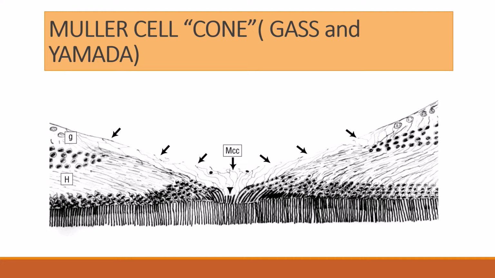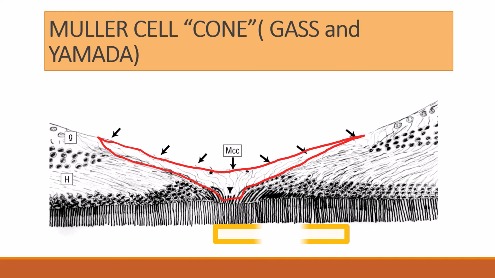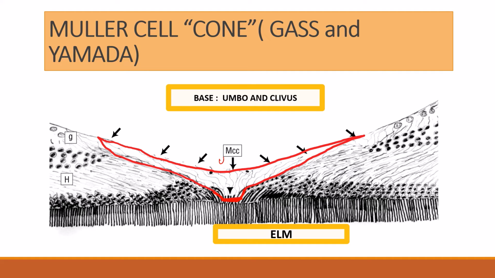Now, Gass also suggested something about the Muller cell cone. And what is this Muller cell cone? The Muller cell cone has been drawn here with these red colored boundaries. It's actually an inverted cone. So you can see this is the truncated or flattened apex of this Muller cell cone. This apex is present at the external limiting membrane, whereas the base is formed by the umbo, which is actually the foveal pit, and the depressed walls of the fovea.